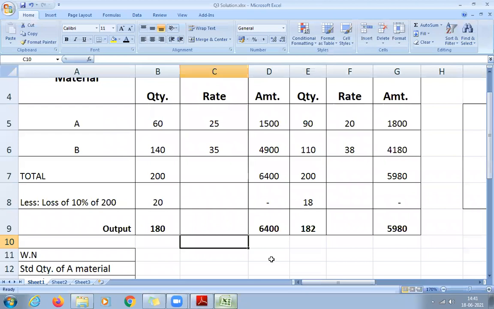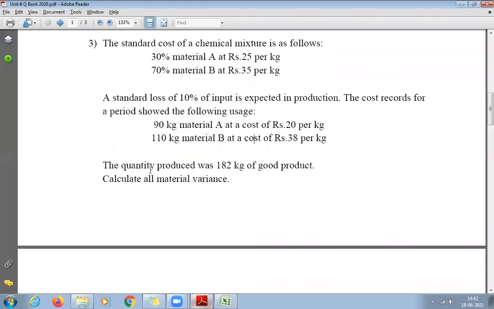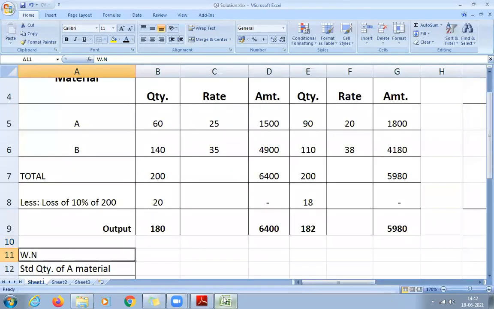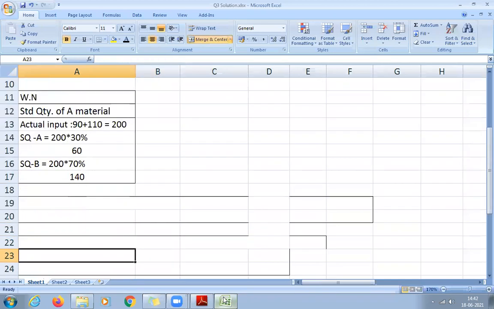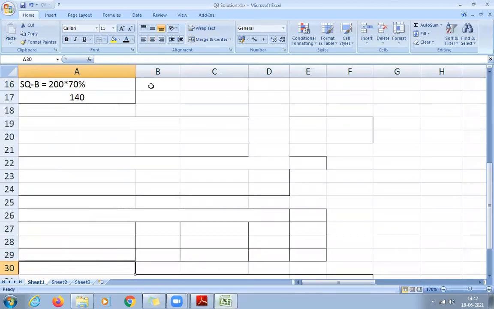Any other doubts? You understood now? If you prepare the table, a lot of your work is done. Now you can just apply the formulas and get the variances. Here he has not told anything, he is telling only to calculate all the material variances. So we have to calculate the material variances we discussed in the morning. Write down. First we'll calculate material.